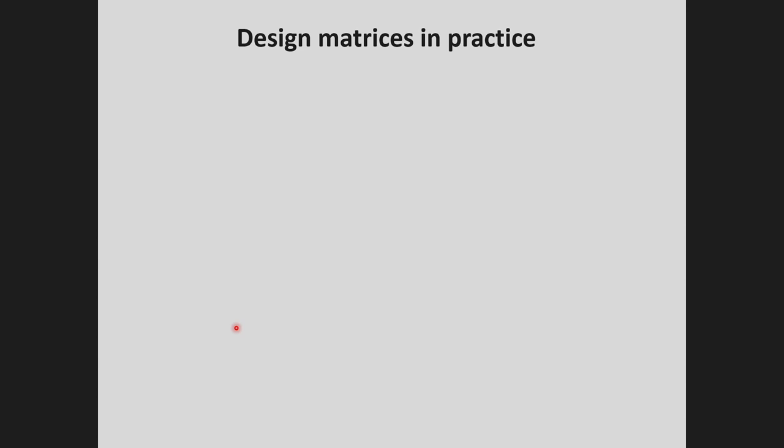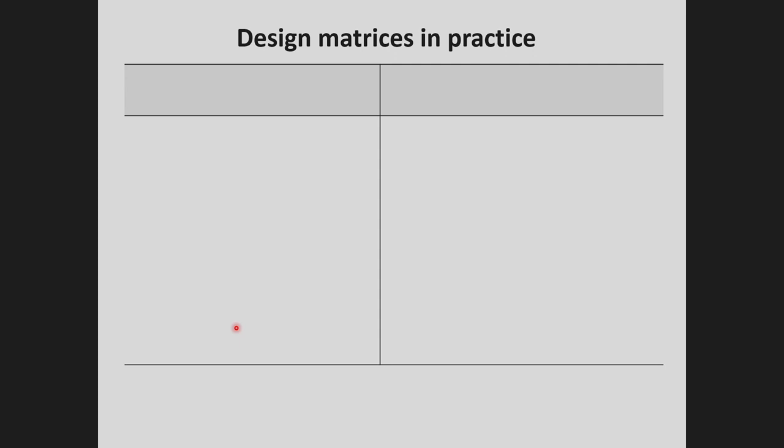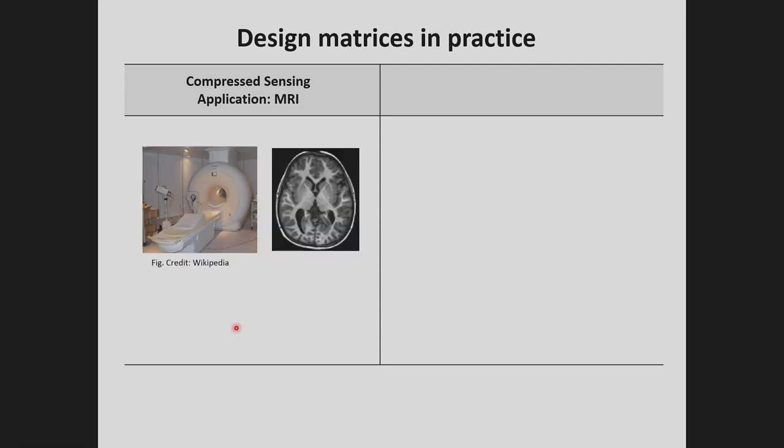The motivation for this talk is coming from signal processing applications. I'll tell you what design matrices look like in these applications. In compressed sensing, which is the mathematical problem underlying MRI machines, the design matrix is constructed by taking a big DFT matrix, a discrete Fourier transform matrix, and randomly picking some rows of it.